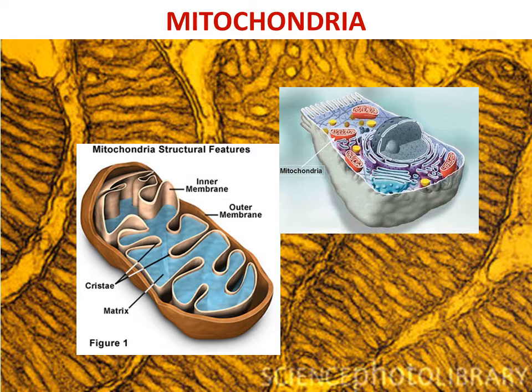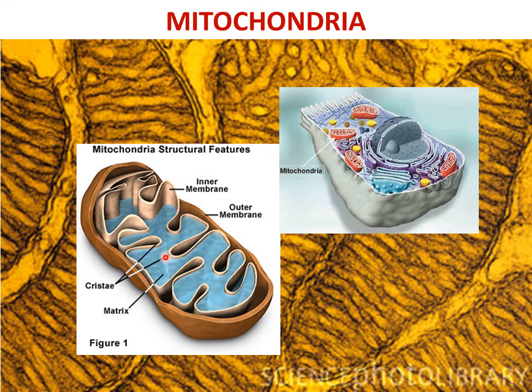Looking closer at the structure, mitochondria have this outer membrane that goes all the way around, and then the inner membrane is all folded up like this. And the reason it's folded up is to make lots and lots of surface area to allow lots and lots of cellular respiration to happen. Those folds are called cristae.